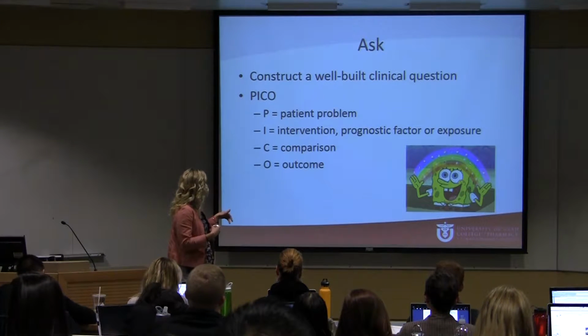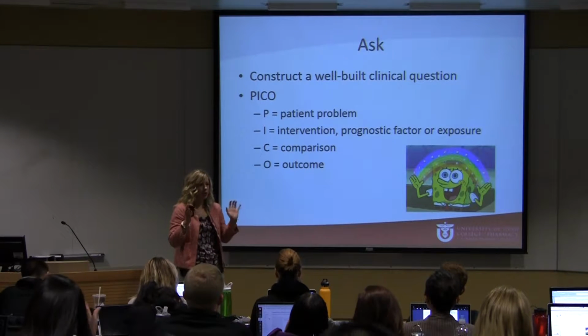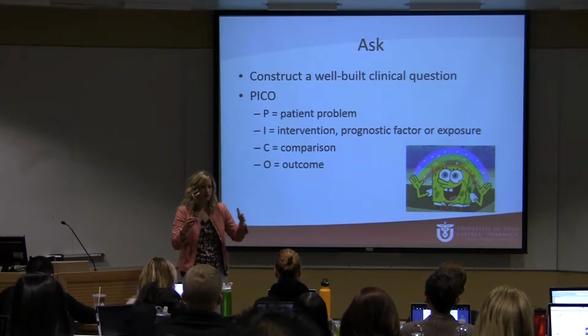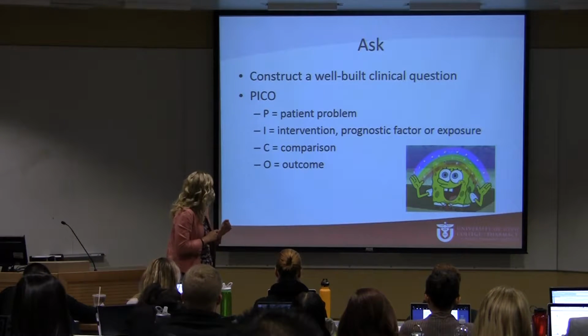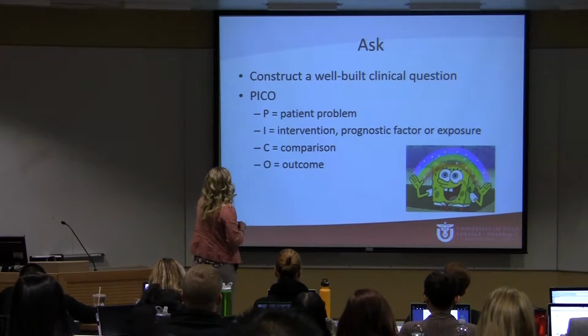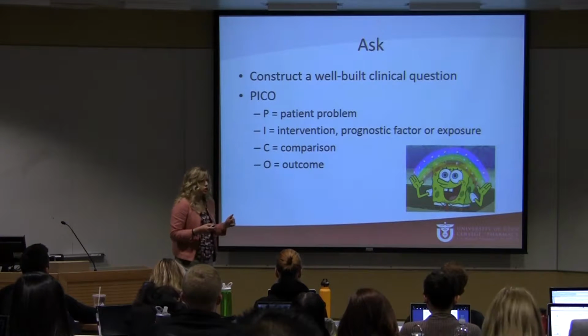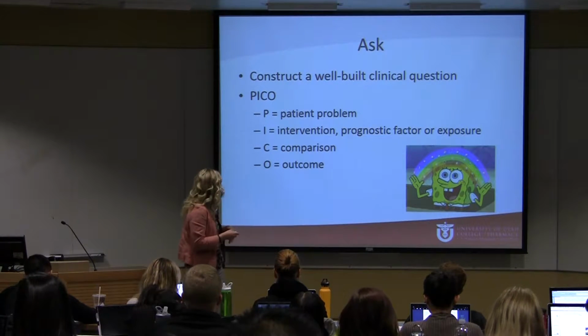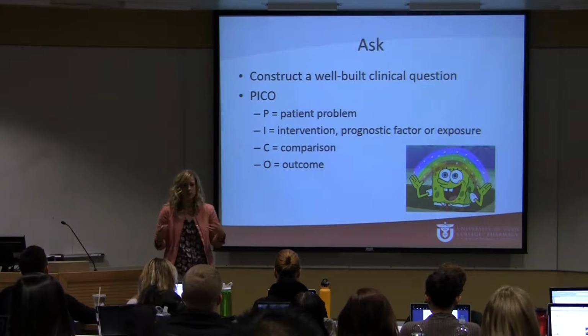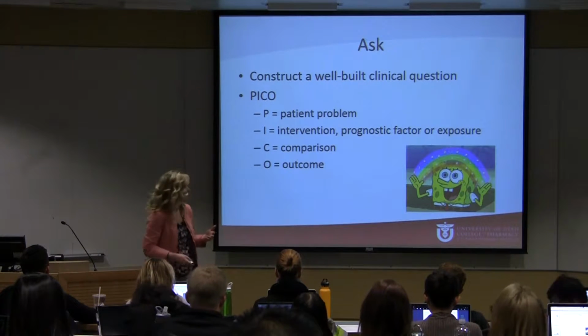I is the intervention. So what are you intervening with? So what is the new drug, essentially, that we're using for this? Or what is the exposure? Usually it'll be an intervention. C is your comparison. So what are you comparing it to? And then O is your outcome. So what are we looking for as the outcome in this patient?